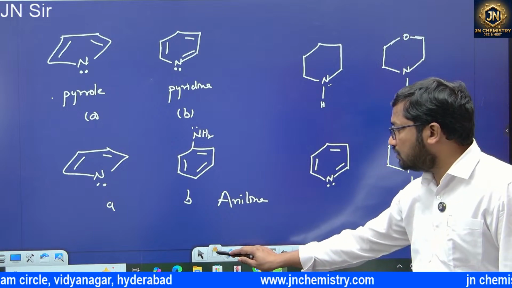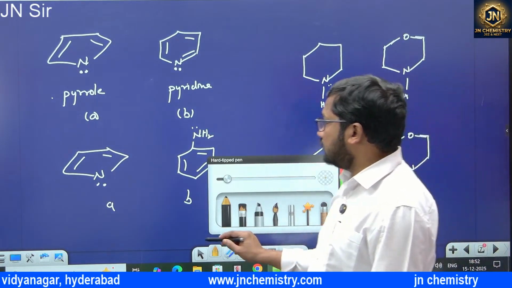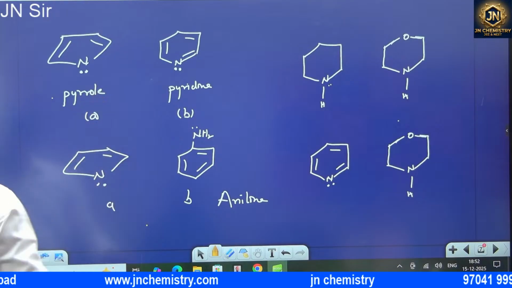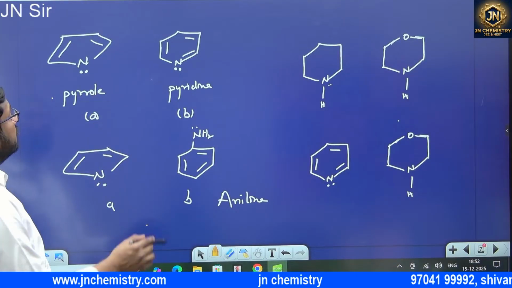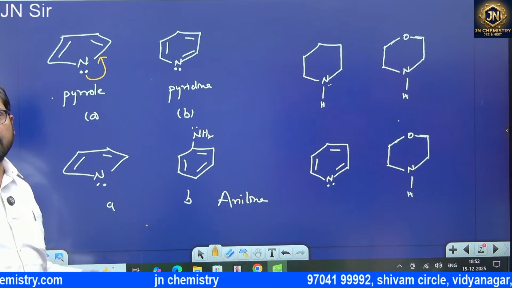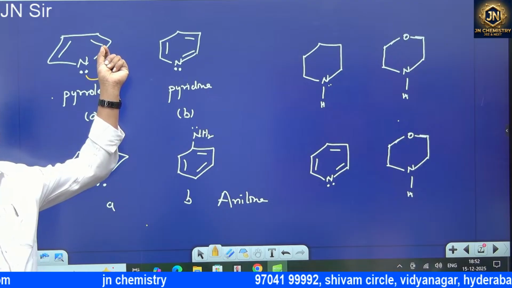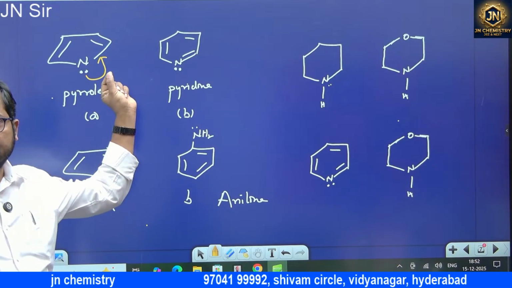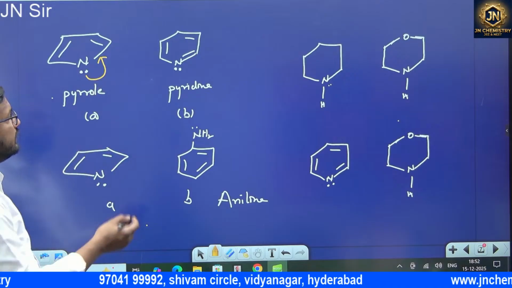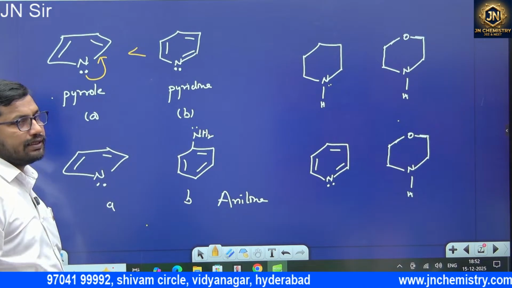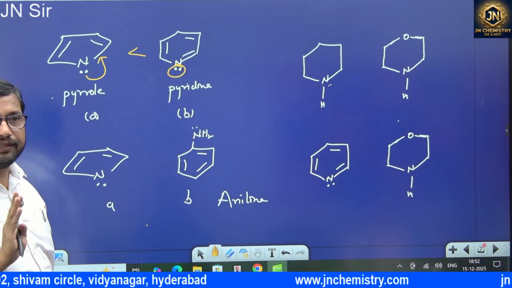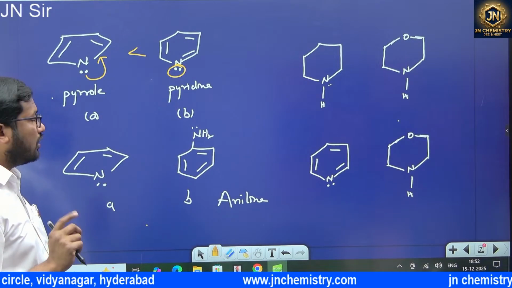So first case, pyrrole and pyridine. In the pyrrole case, this lone pair is participating in the resonance. Whenever the lone pair is participating in the resonance, it is busy. It can't donate. So obviously, pyridine is more basic. Here the lone pair is there, it's not participating in the resonance. It's free. Okay? Got it, everyone?